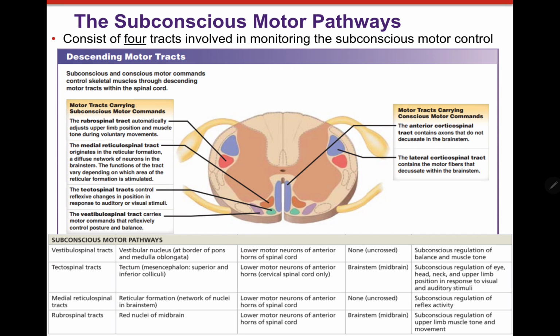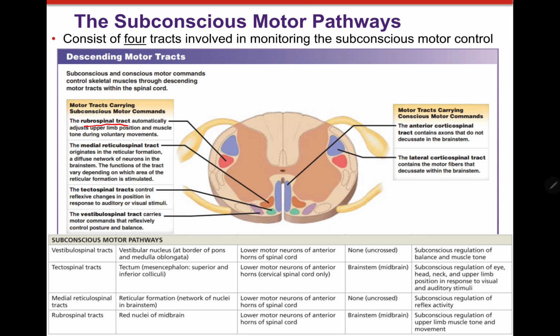We have the rubrospinal tract, right? The rubrospinal tract is going to be important for fine motor movement, predominantly of the limbs. However, they're going to disappear by the end of the cervical region. This is going to give us an indication of the control over our limbs, and that's going to adjust upper limb position and muscle tone during voluntary movement.